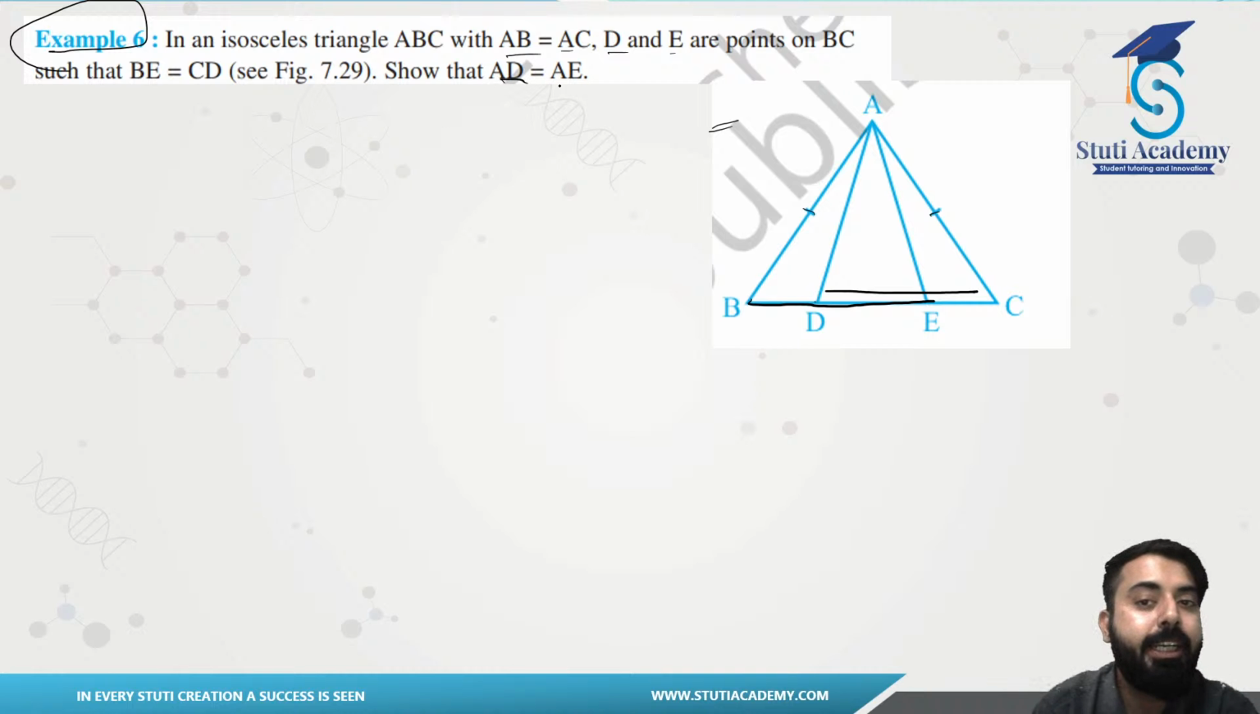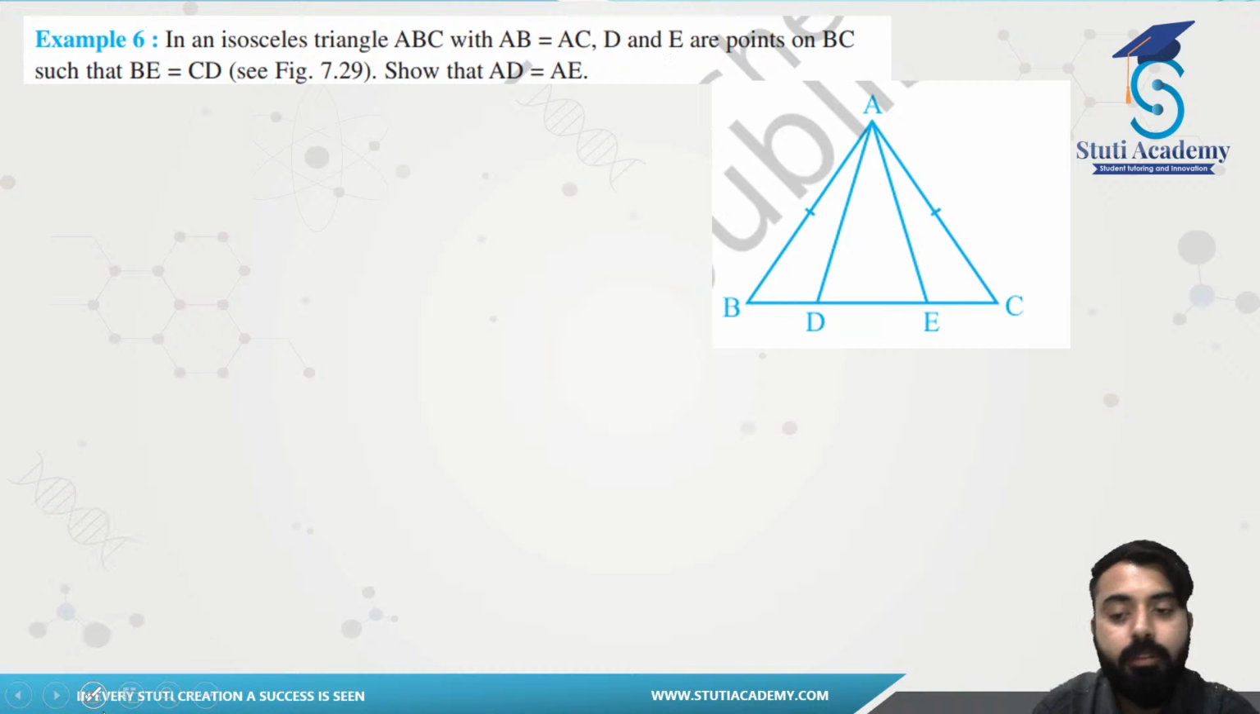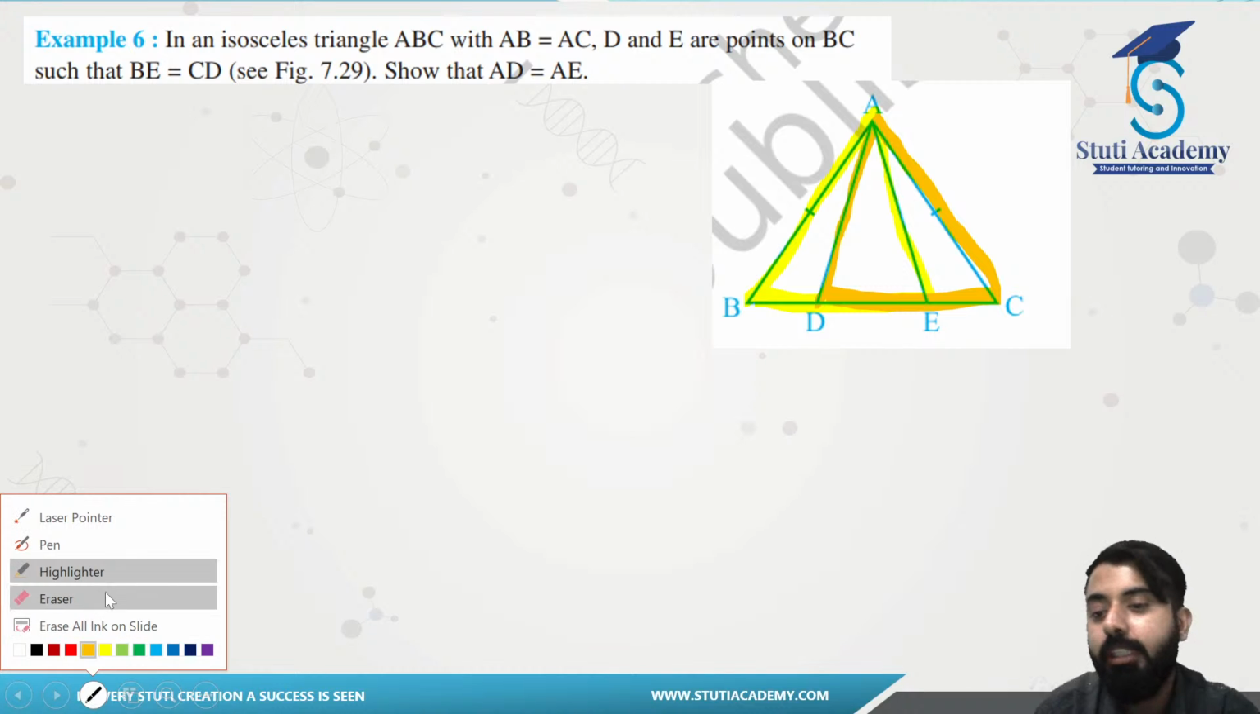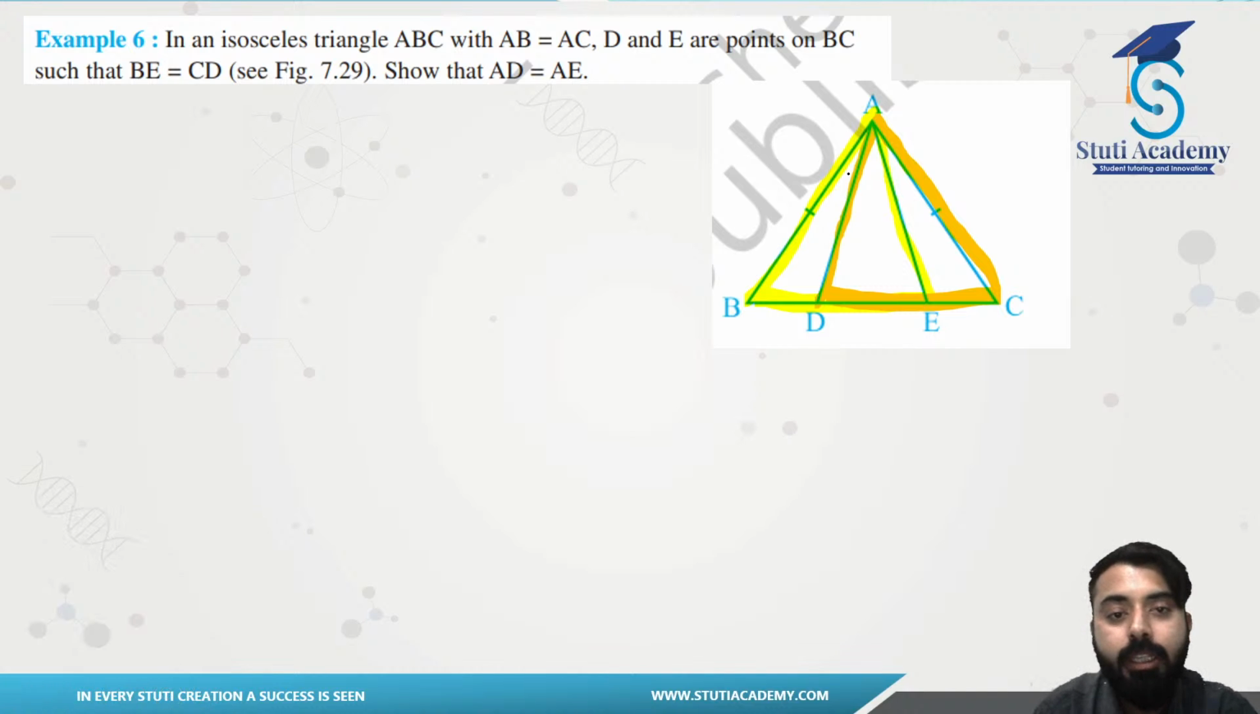We have to show that AD is equal to AE. We have to show this. AD is equal to AE. Now this is quite easy. You guys see, if I just highlight the two triangles right here, let's highlight A, B, E first, and then highlight DAC. Now in both triangles, one thing you can clearly say, see that this side, this AB is equal to AC. One more thing, this BE is equal to CD.